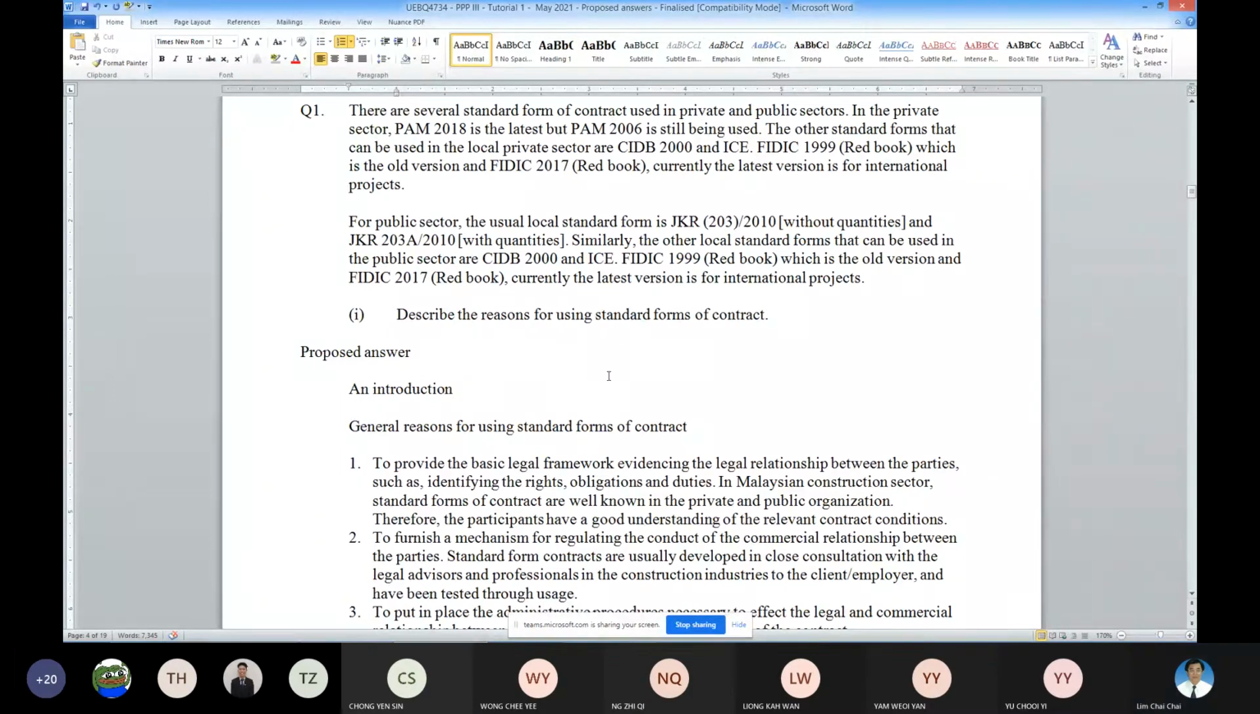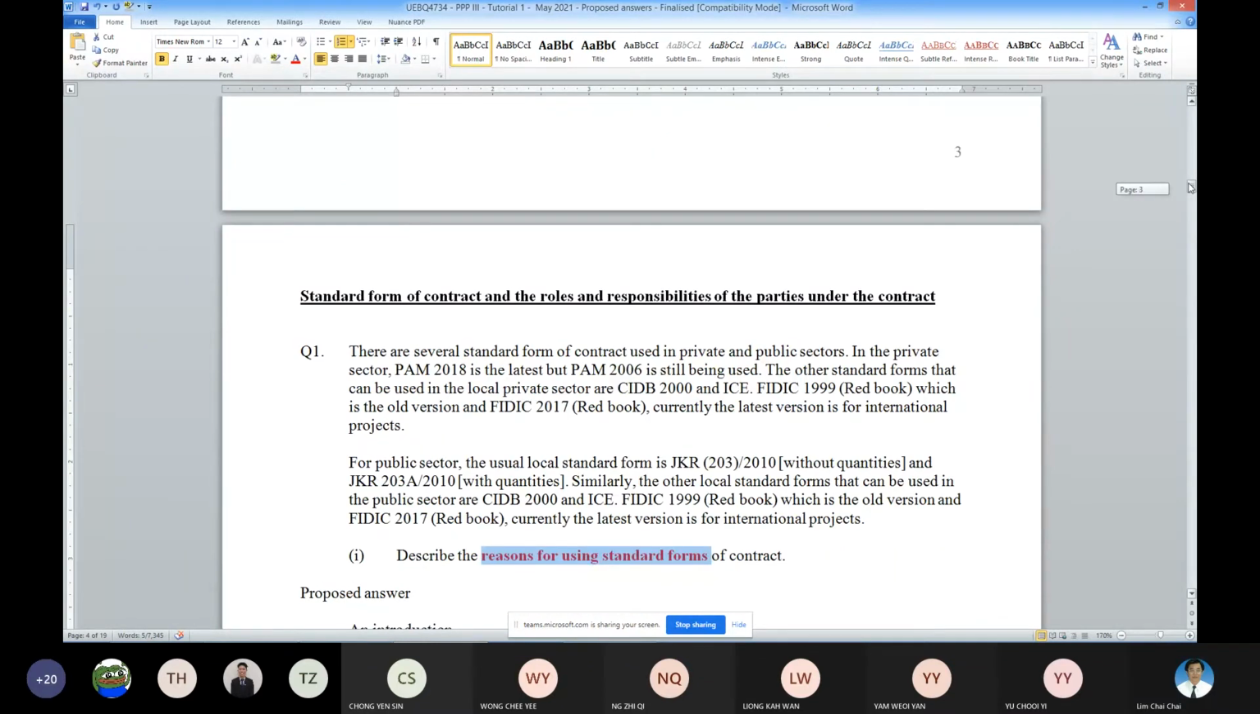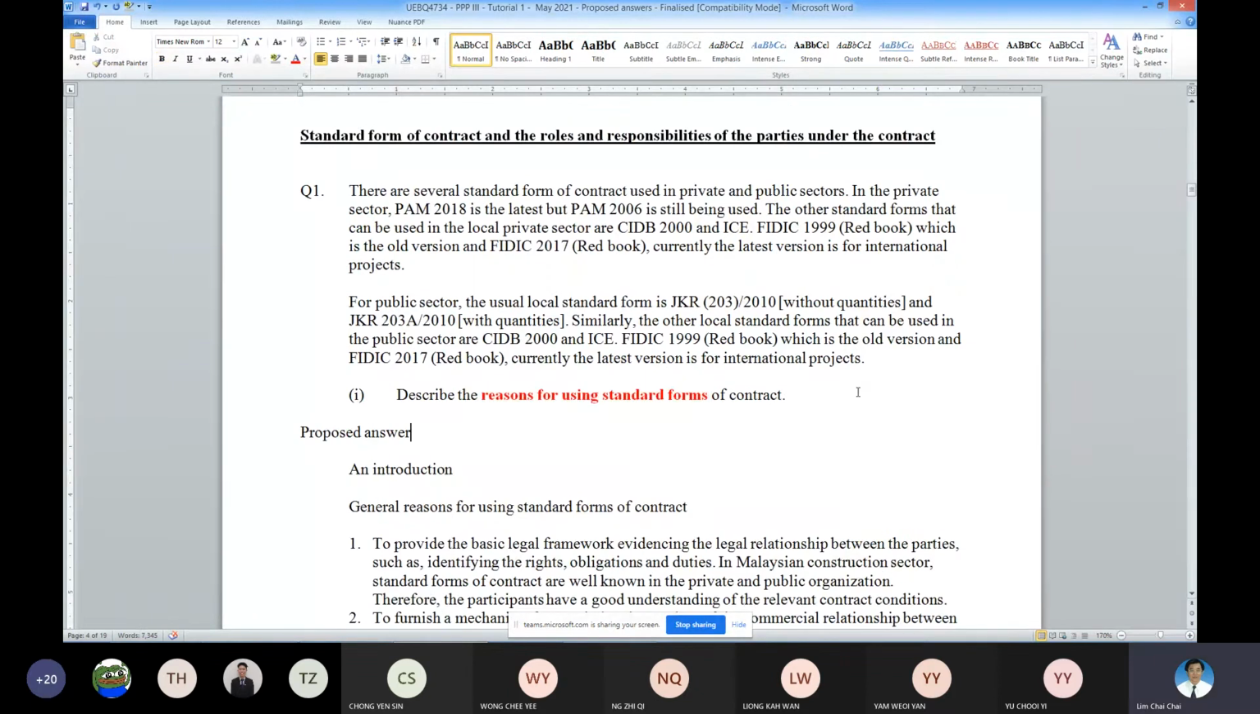Okay, now the first question is about the reason for using standard form. So what are the reasons for using standard form? Altogether you can see there are 11 general reasons. It can be more, but here there are 11 of them to look into.